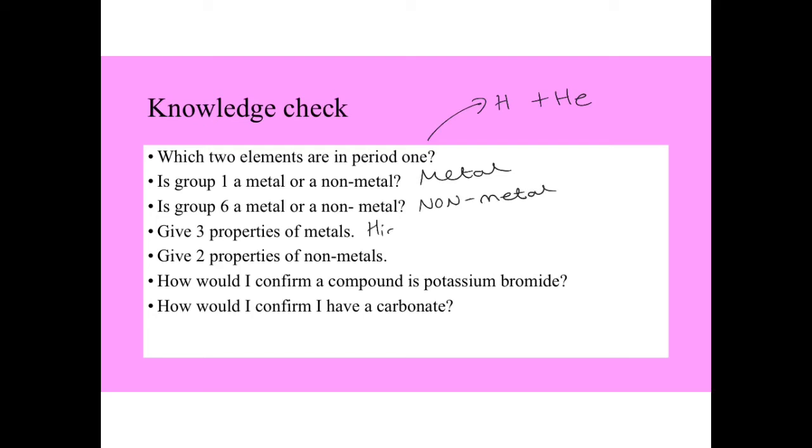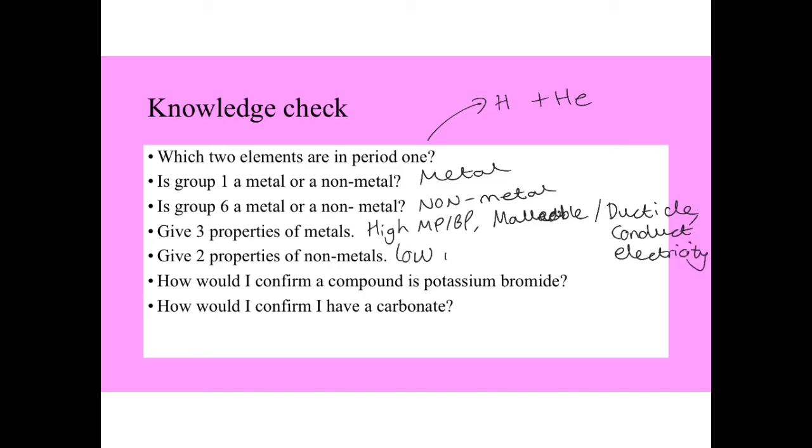Metals tend to have high melting and boiling points. Malleable, so they can be bent into shape. Ductile. Some of them can conduct electricity. So there's a couple of examples there. Non-metals tend to have low melting and boiling points, often brittle. They're often gases at room temperature as well, whereas metals tend to be solid. Not all of them, but that's a little bit of a distinction there.